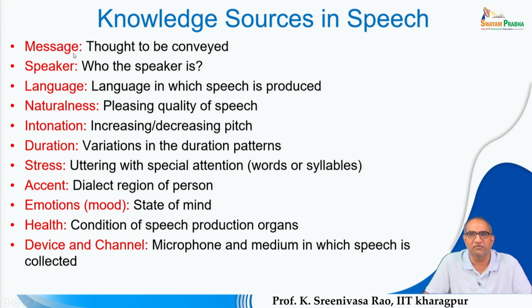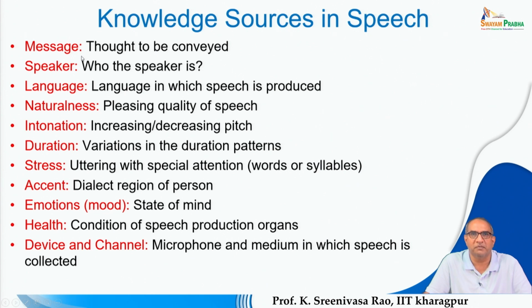In a speech signal, first of all, the speech signal is meant for information exchange, for the purpose of conveying something to the other person. So for that purpose we generate speech and then it is communicated. The message is the very crucial part or the core part of the speech, and it is nothing but a thought to be conveyed. Whatever you want to convey to your friend or to the other person, that thought to be conveyed is present in the speech in the form of a message.